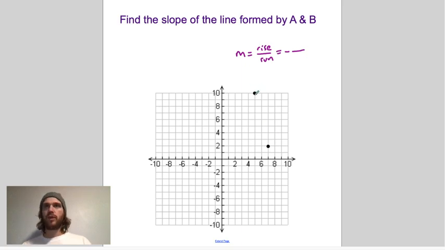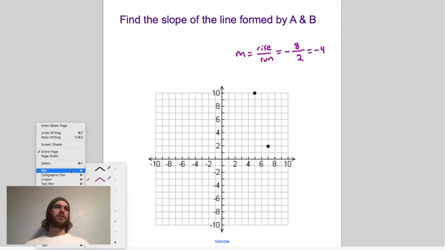So we can go through and we can count. I go from 10 down to 2, or you can count the blocks, not the lines: 2, 4, 6, 8, right? So I'm going down 8, and as I go from this point to this point, I'm going over 2. So what is my slope in simplest form? 8 divided by 2 is 4, so my slope is negative 4. Let's change color and do a couple more points.